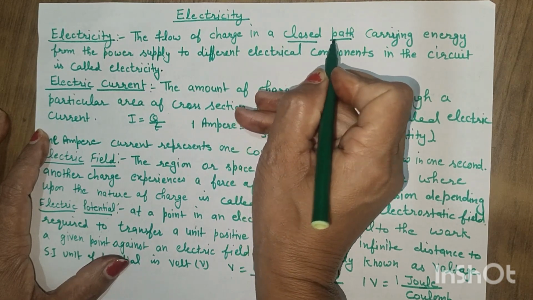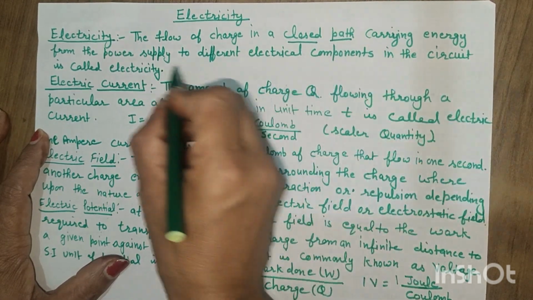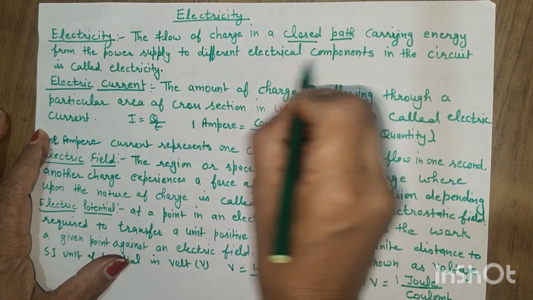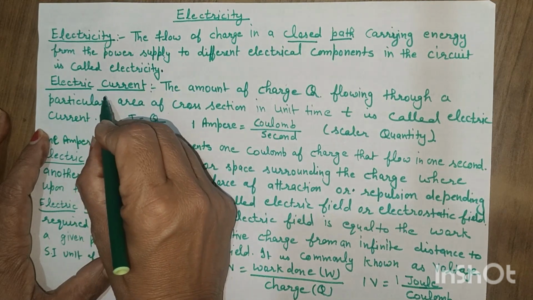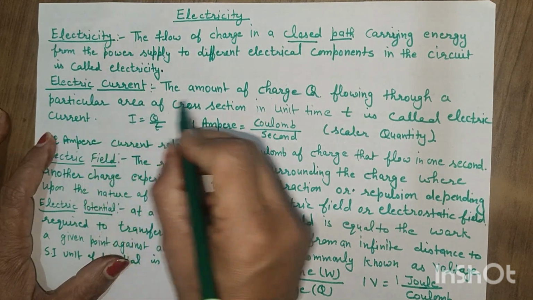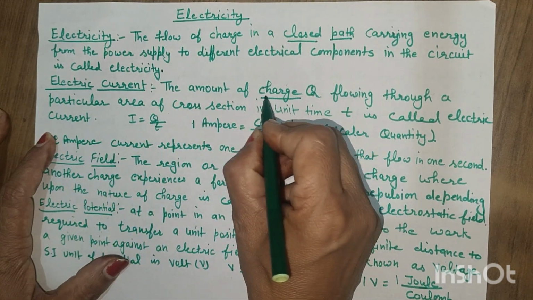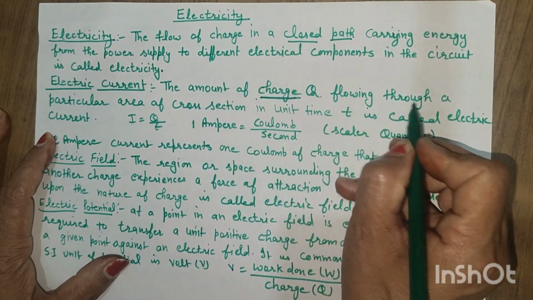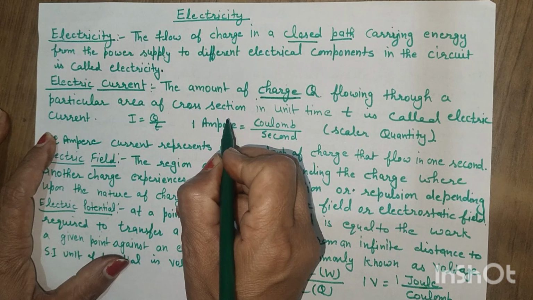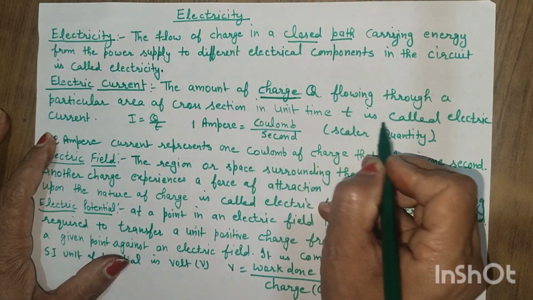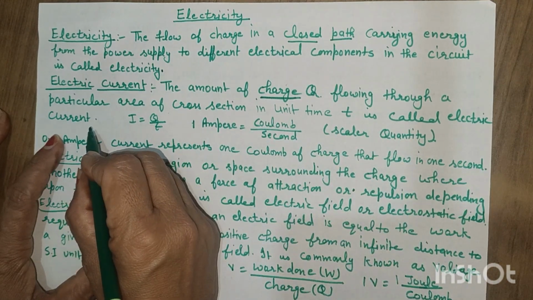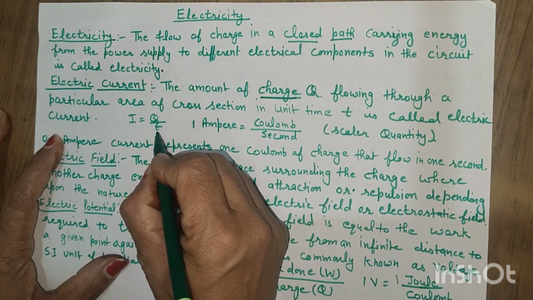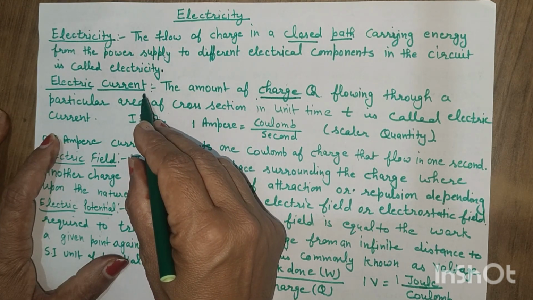Flow of charge in a closed path carrying energy from the power supply to different electrical components in the circuit is called electricity. Now what is electric current? Electric current is the amount of charge Q flowing through a particular area of cross section in unit time T. Electric current is the flow of charge Q in a unit time T. That is called electric current.